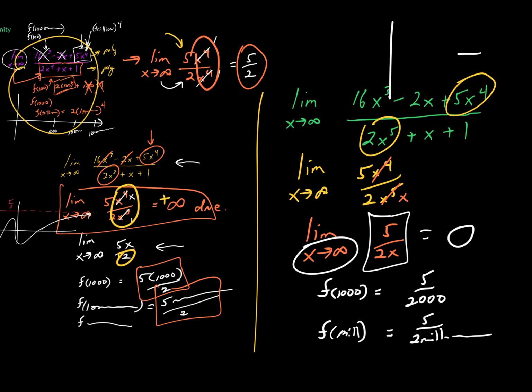So graphically, it would look something like this. I don't know what the graph does, but as x is approaching infinity, all of your y values are approaching some sort of horizontal asymptote, y equals 0.